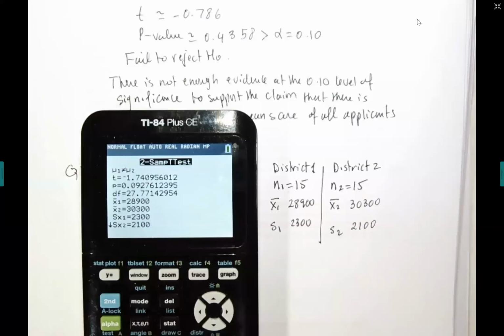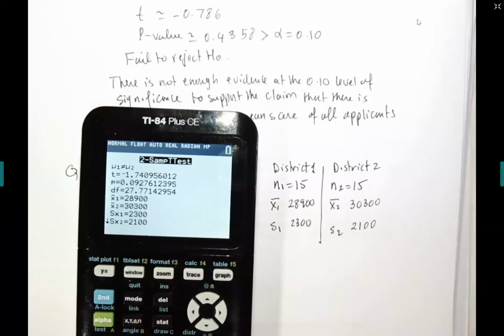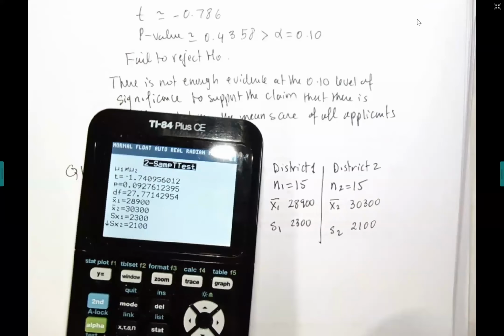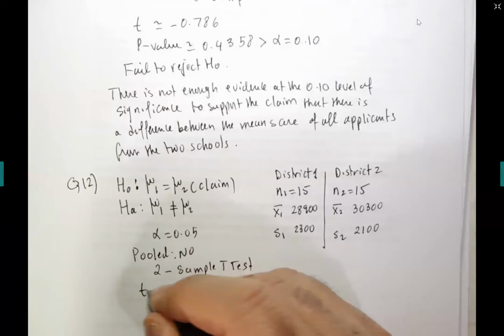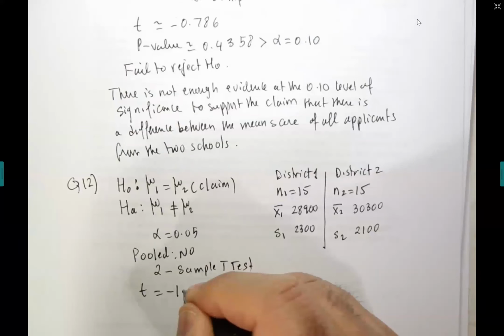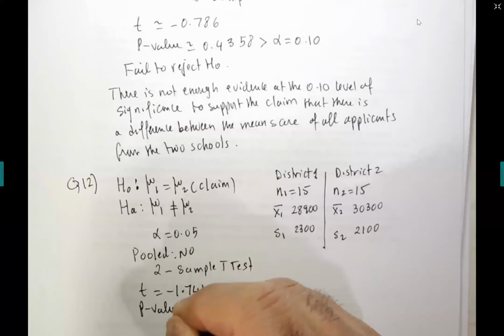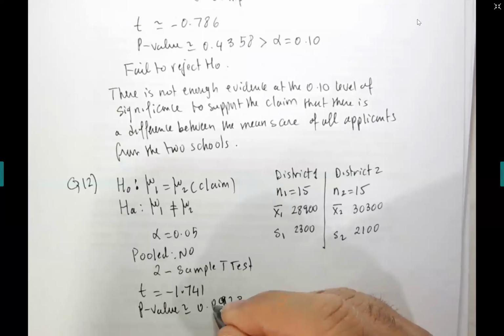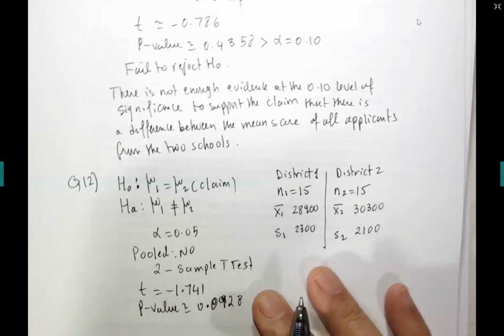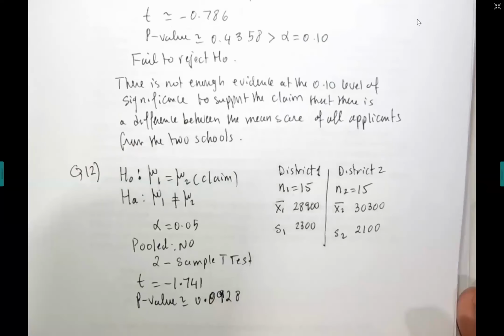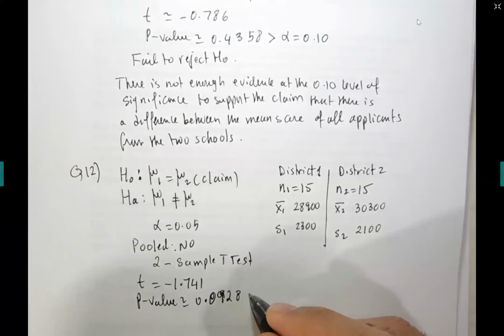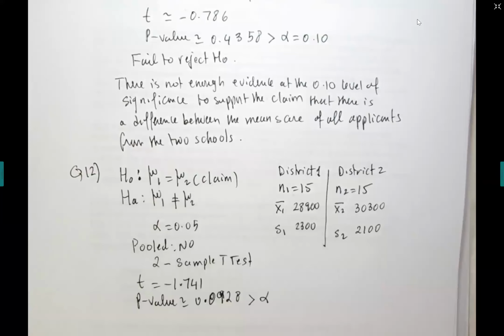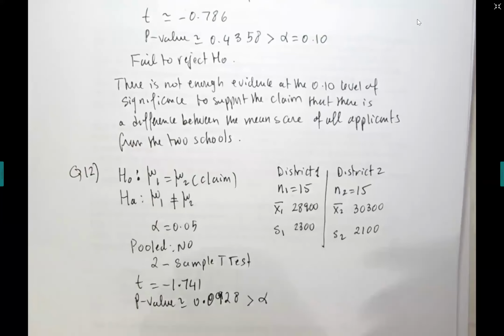Any questions so far? So T, guys, is negative 1.741. P-value is 0.0928. Okay. And alpha is 5%. So you guys agree with me that this is bigger than alpha. And conclusion, we failed to reject H0.